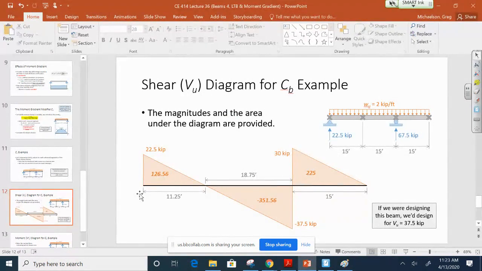So remember, what should the moment diagram look like? It should go a lot to a little to a lot to a little. It should be something like that. That should be pretty familiar at this point. I'm going to delete that because it's bugging me. There we go. That's better.